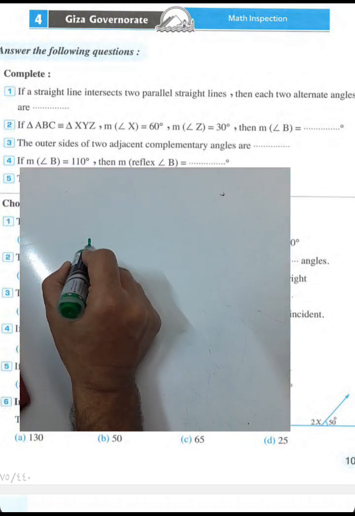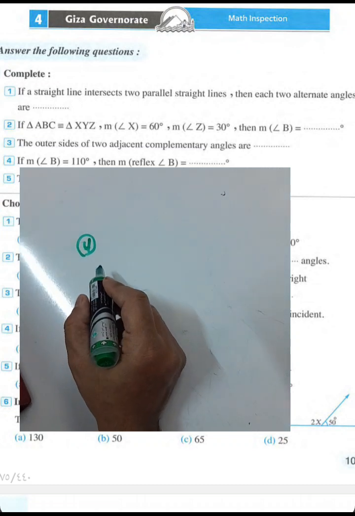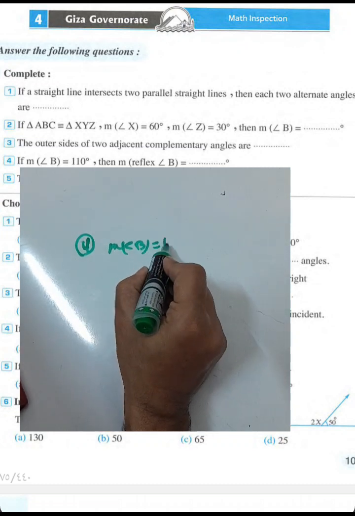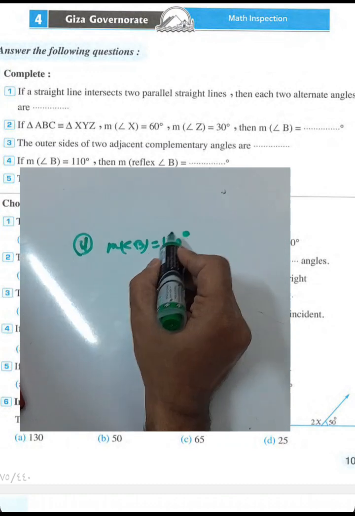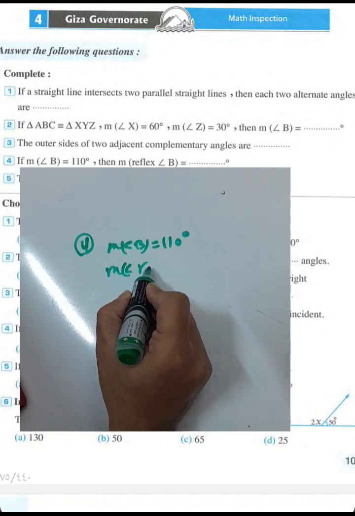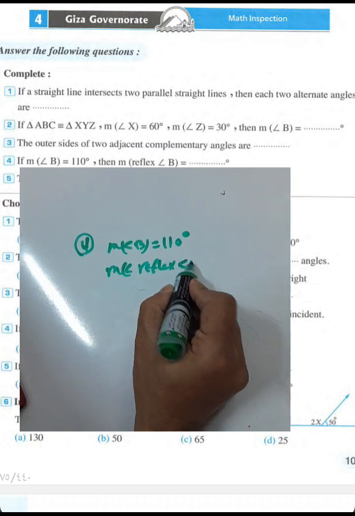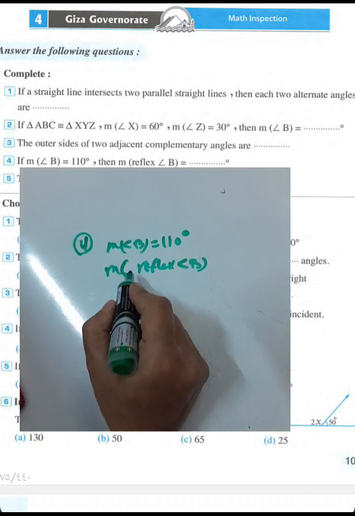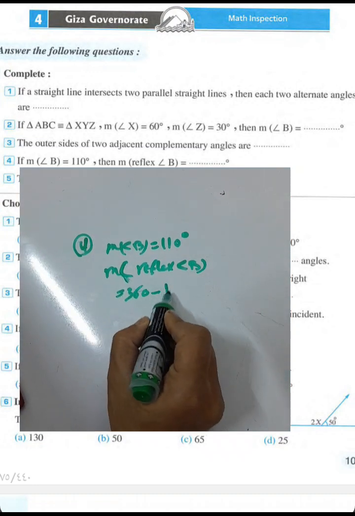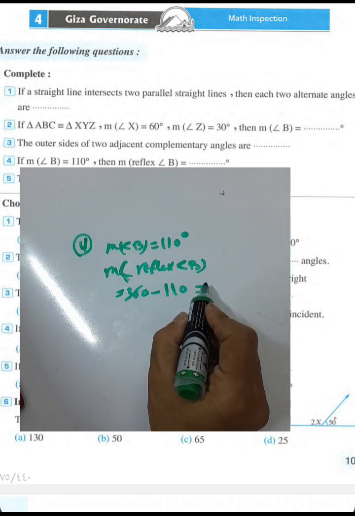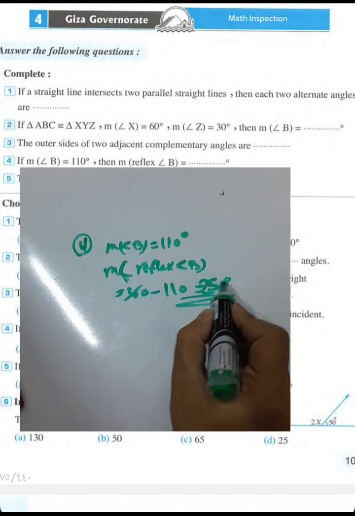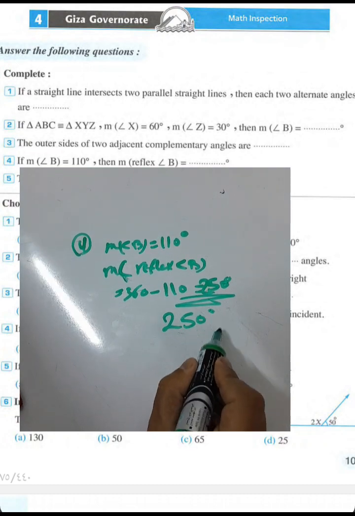Number 4. If the measure of angle B equals 110 degrees, then the measure of reflex angle B will be 360 subtract 110, it will be 250 degrees.